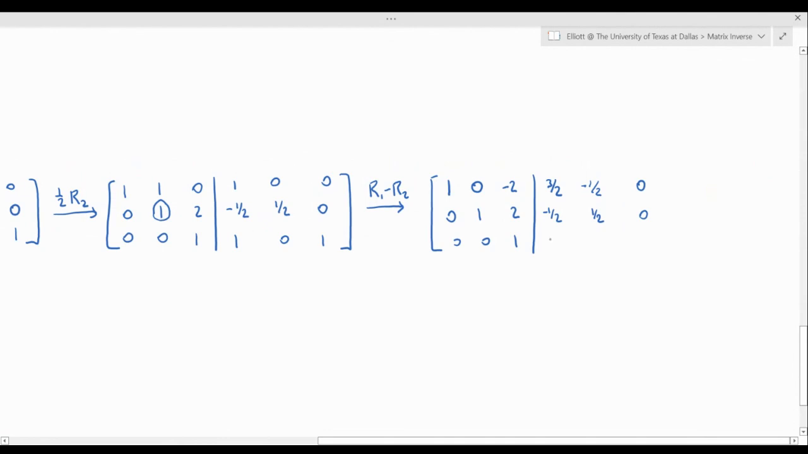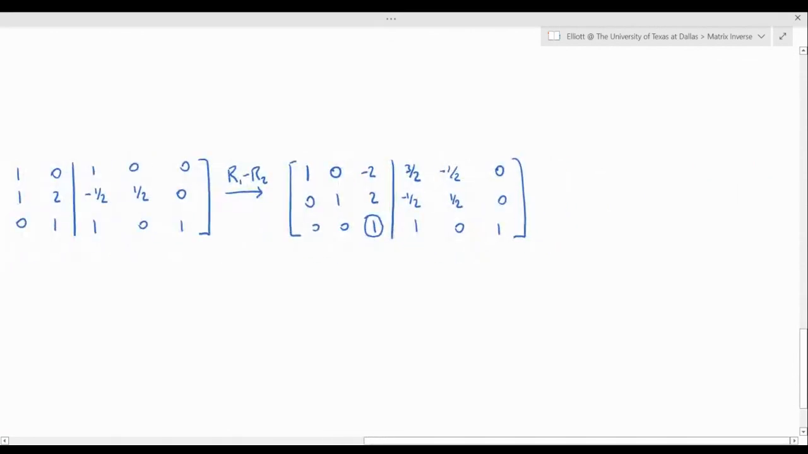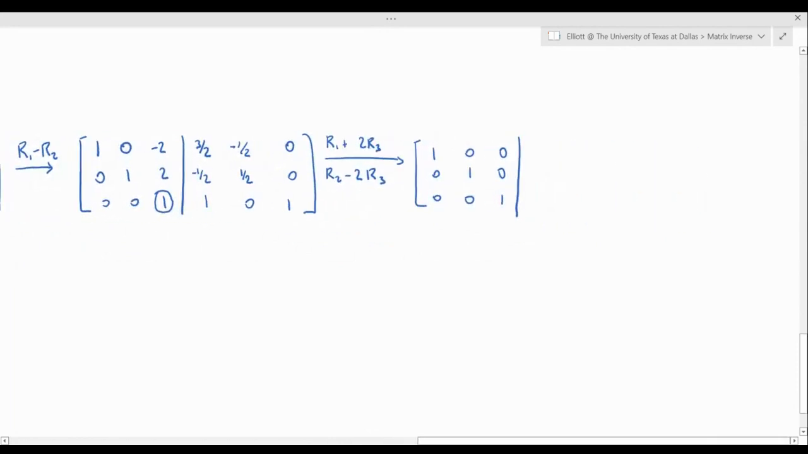And then there's just maybe 2 more row operations that we have to do. So in order to get an identity on the left, we would now need to eliminate the 2 and the negative 2 up here. So to do that, we would use our pivot in the third column. And we will use that pivot to eliminate everything above it. So we would need to do row 1 plus 2 of row 3. And then we would also need to do row 2 minus 2 of row 3. Okay. So performing these operations should now give us an identity matrix on the left. So whatever we end up with on the right will be the inverse of A.